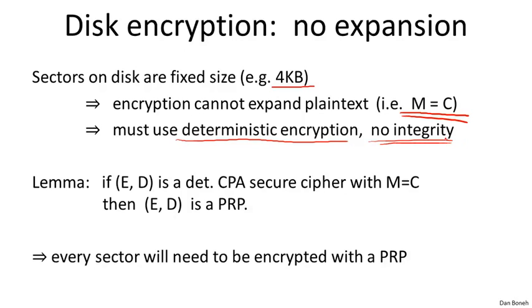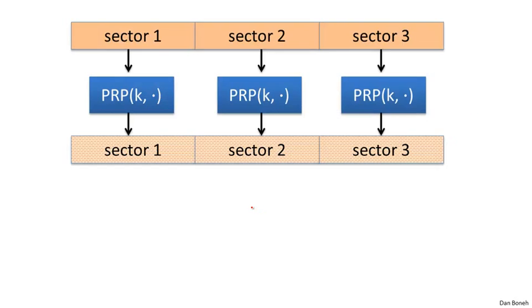Now, it turns out there's a really simple lemma to prove that basically says that if you give me a deterministically CPA secure cipher where the message space is equal to the ciphertext space, so no expansion, then in fact the cipher is a PRP. So really all we're saying here is if we want no expansion at all, our only option for encrypting is what we called construction number 2 in the previous segment. Namely, we have to encrypt using a PRP. So let's look at how we might encrypt using a PRP.